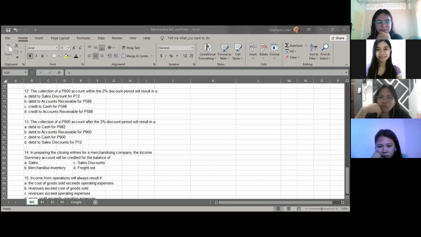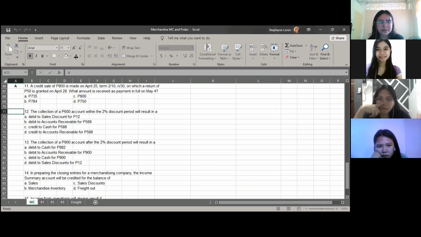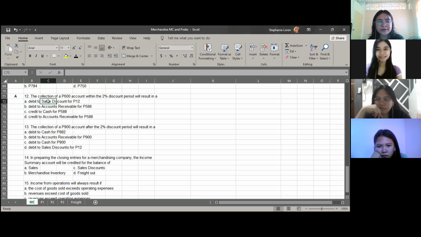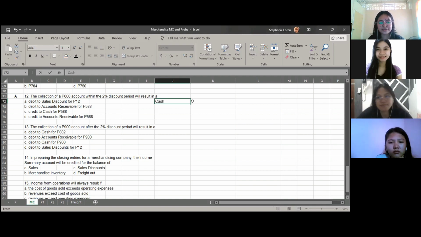So, ayun. Magkaiba kayo ng sagot, letter A or letter B. The correct answer is letter A. So, dapat siya sa sales discount for 12 pesos. So, your journal entry for that is cash, debit. Debit yung sales discount. And then, credit accounts receivable.